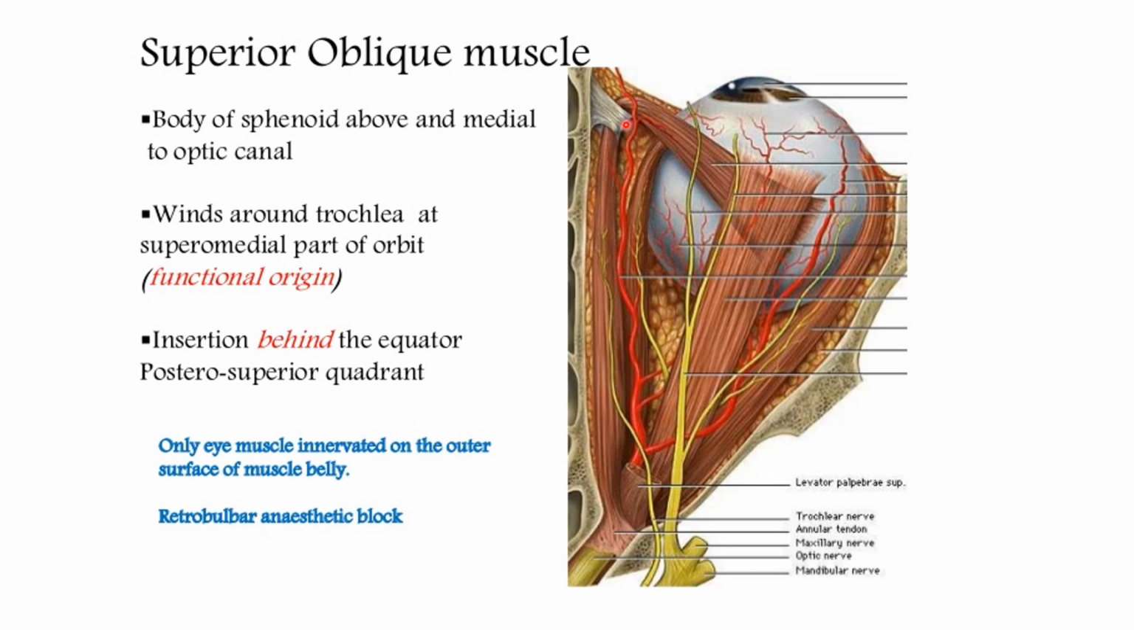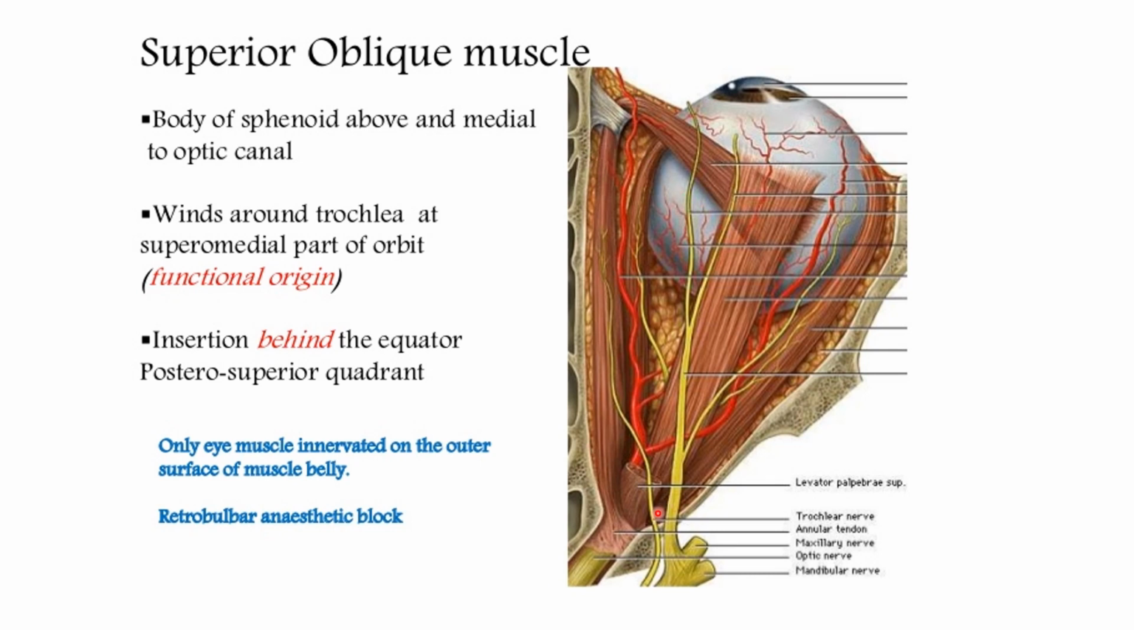Then here you can see a pulley which anchors the superior oblique muscle. Yes, this pulley we call as trochlea. So it winds around the trochlea at the superomedial part of the orbit, then turns towards the eyeball and gets inserted behind the equator at the posterior superior quadrant of the eyeball. This is the insertion of the superior oblique muscle. So you can see the entire muscle.